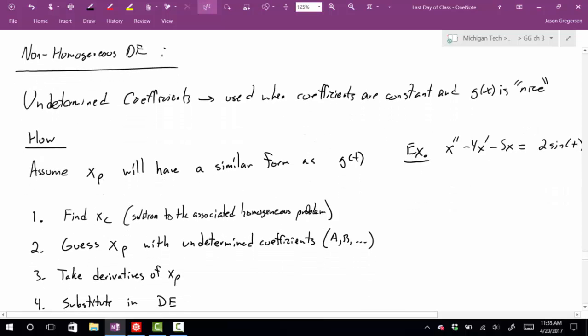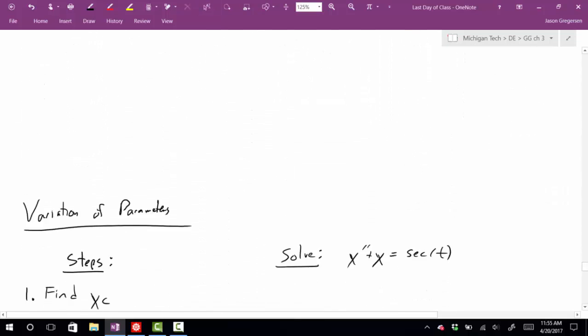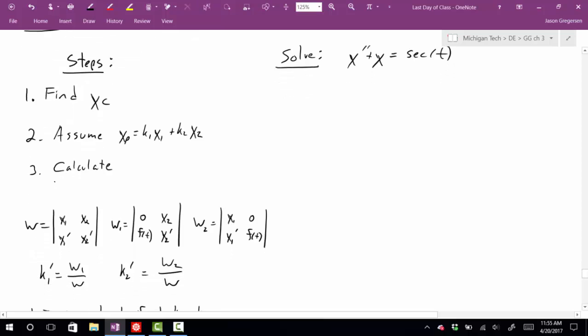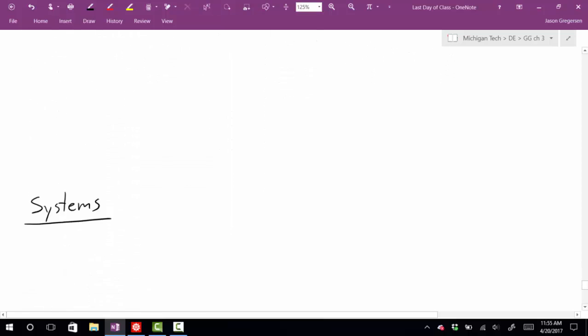Then we did undetermined coefficients. We did variation of parameters. So remind yourselves of those techniques. And then the thing we're most fresh on would be systems.